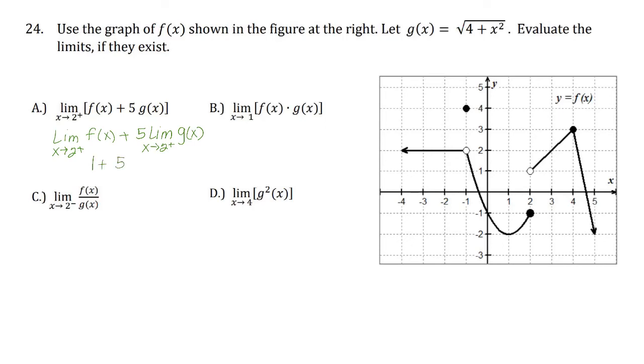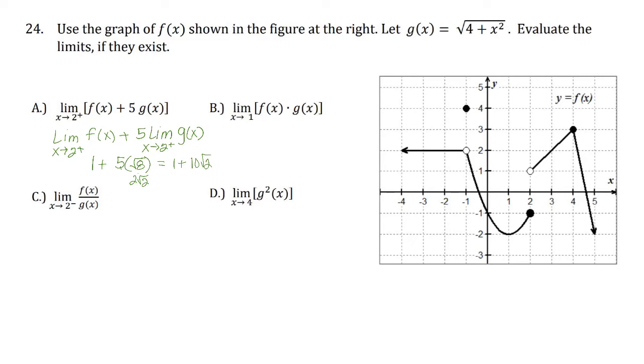plus 5 times, and now we need to find the limit as x approaches 2 from the right of g of x. And if I sub in 2 there, I'm going to have 4. 4 plus 4 is 8. So I'm going to have 5 times the square root of 8. And the square root of 8 will break down. But we can break it down. Sometimes you'll see this, and sometimes you won't. The square root of 8 is 2 square root of 2. So that's going to be 1 plus 10 square root of 2.